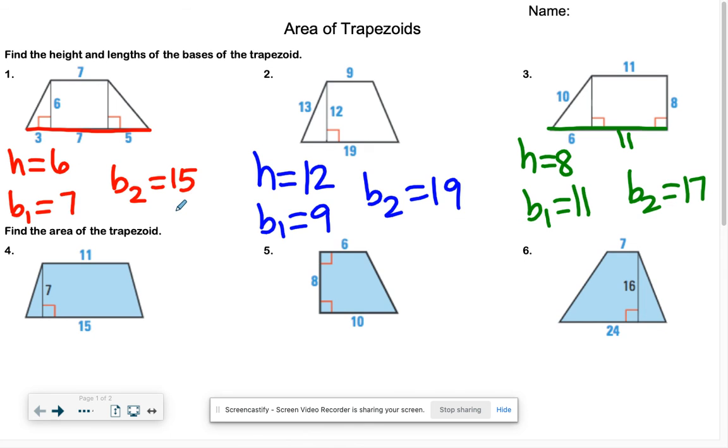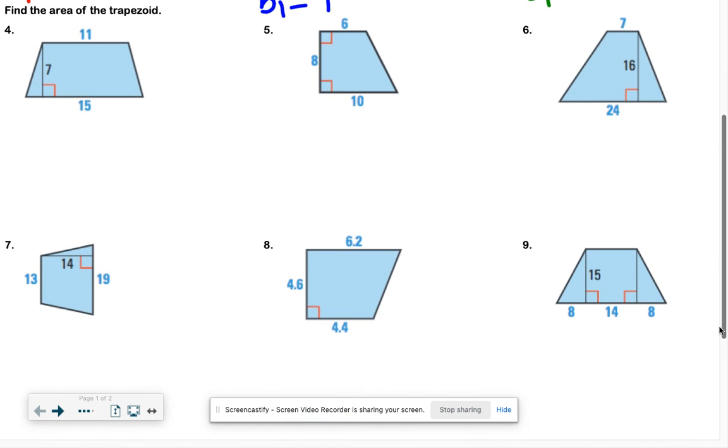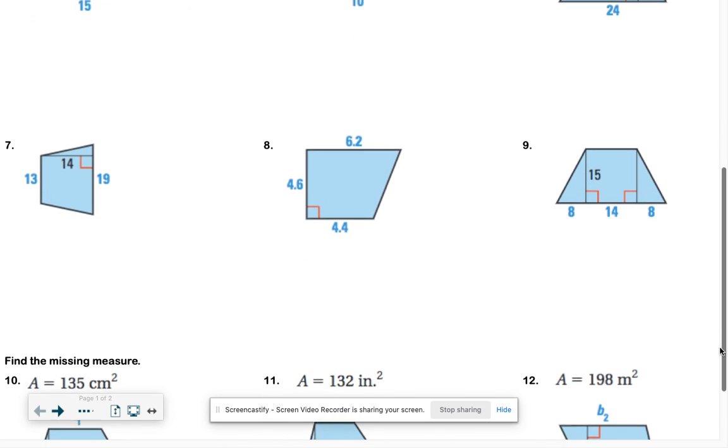Okay, 4 is pretty straightforward. Let's pick one of these bottom ones to do the area together of. 7, 8, or 9? 9. Okay.